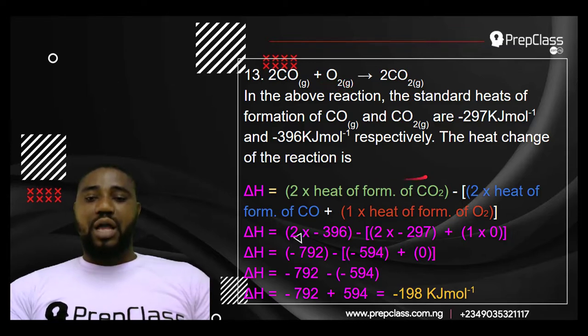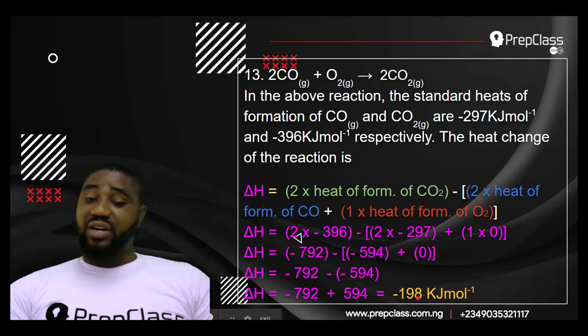It will be 0. So that becomes 1 times 0. So that H now becomes 2 times minus 396, which will give you minus 729. Then 2 times minus 297 will give us minus 594, and plus 0. So that gives us minus 729, then minus 594, then plus 0 is off. So that becomes minus 729 minus times minus, which will give me plus 594. So minus 729 plus 594 is minus 198.